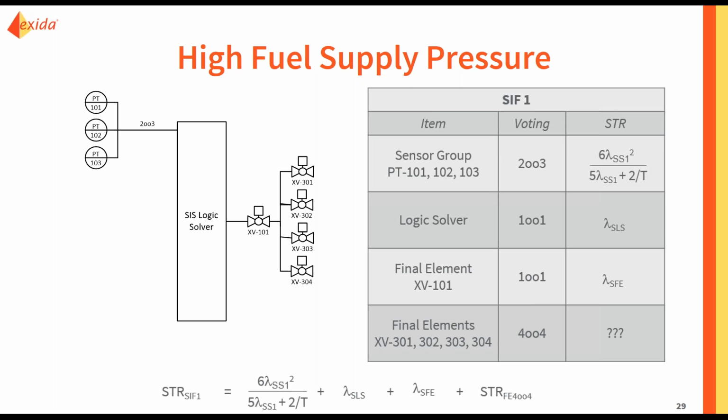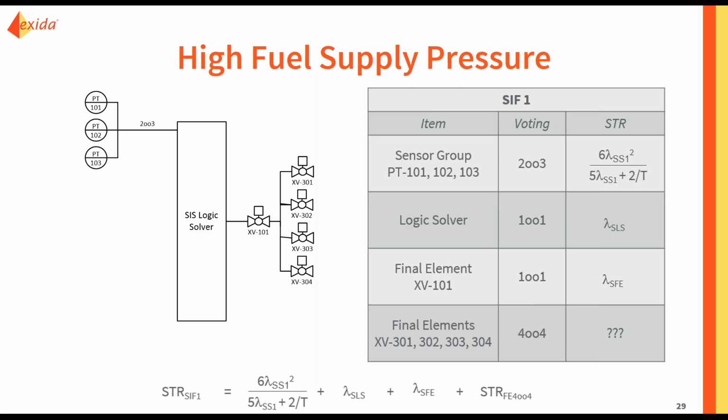In this case, the safe failure rate is symbolized by lambda SS1. For the logic solver, you have a 1 out of 1 configuration, so the STR is equal to the safe failure rate of that logic solver. In this case, I'm assuming that the safe failure rate of this logic solver is the same for all 3 SIFs and for the unit. In a little bit, we're going to see that that's not necessarily true, but for the sake of simplicity, let's assume that the logic solver always has that STR of lambda SLS.